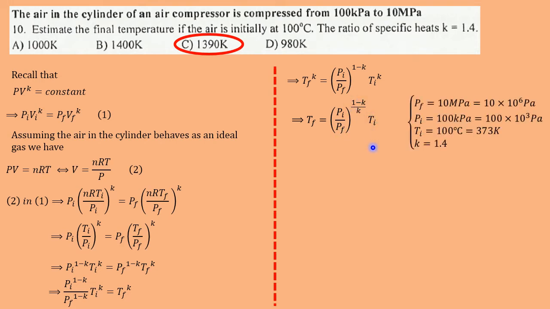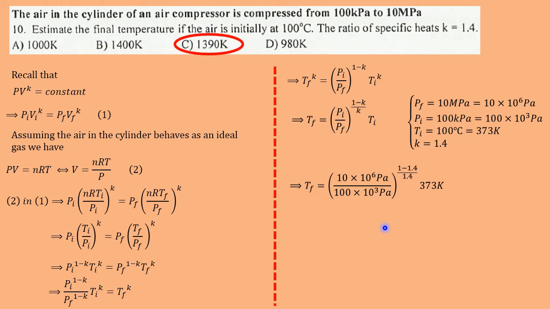So at this point, we simply find the parameters which we need to substitute. We have the final pressure given as 10 megapascals, which is 10 times 10 to the 6 pascal. We have the initial pressure 100 kilopascal, which is 100 times 10 to the 3 pascal. We have the initial temperature, which is 100 degrees Celsius, equal to 373 Kelvin. To change to Kelvin, we simply add 273 to the temperature in degrees Celsius. Then we have been given k to be 1.4. So we're going to have that substituted in the expression for Tf, and that's that.